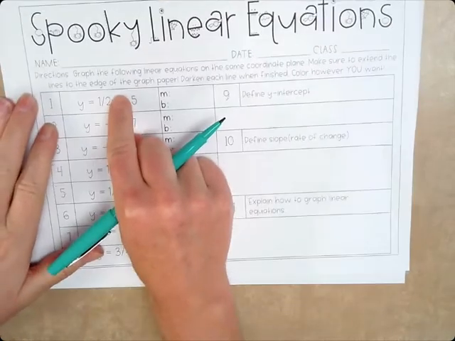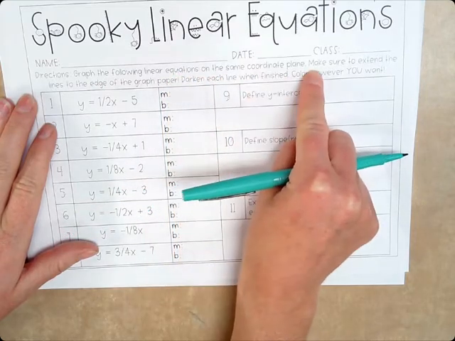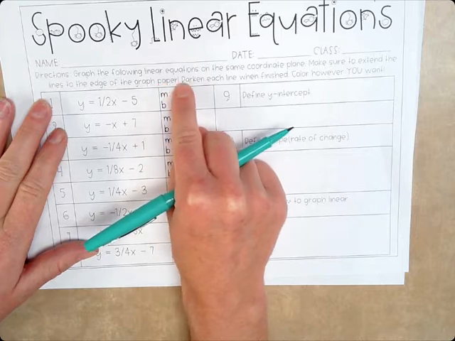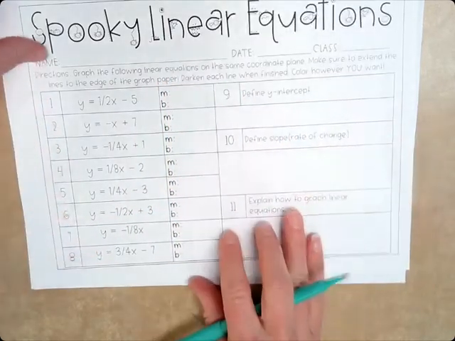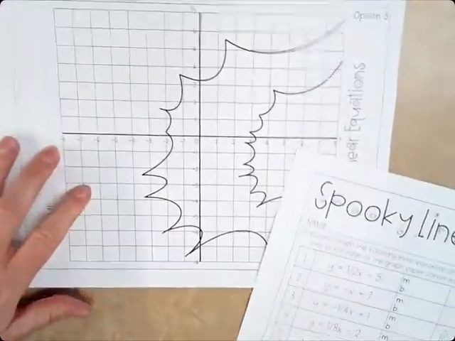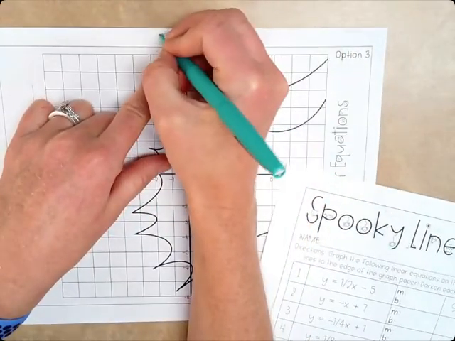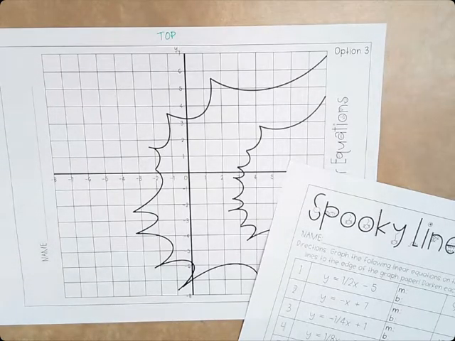So we have equations here. It says graph the following linear equations on the same coordinate plane. Make sure to extend the lines to the edge of the graph paper. Darken each line when finished. Color however you want. So this is our graph. We need to turn it so that our y-axis is labeled at the top and our numbers are right side up.